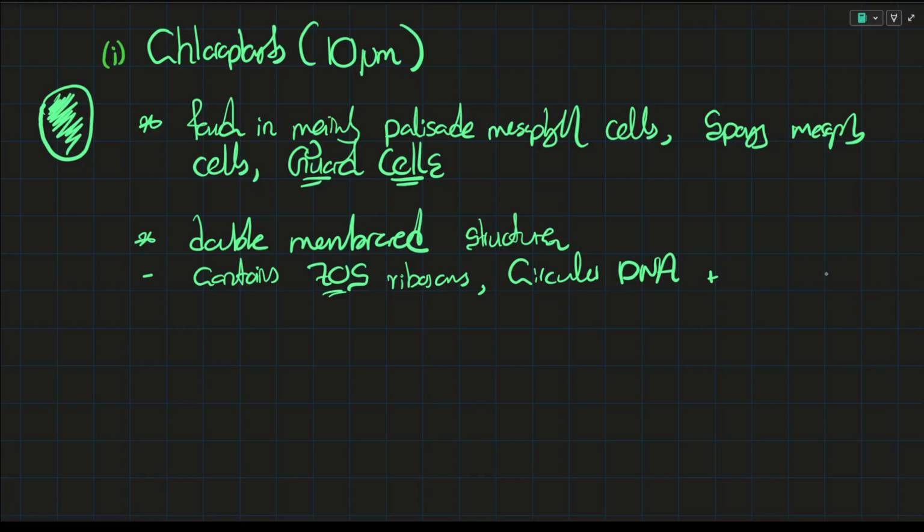Plus they have something interesting. I'm going to use red color for that. It's not really red, but they have starch grains. You know, plants really store things in the form of starch, store carbohydrates in the form of starch. Us humans do it as glycogen. Plants do it as starch. So therefore, inside chloroplasts, you will find a lot of starch.